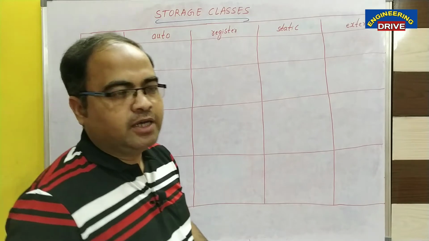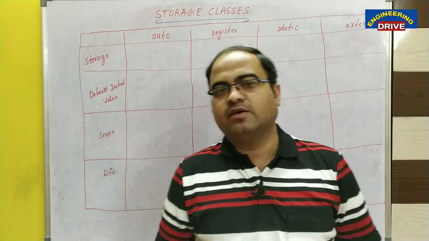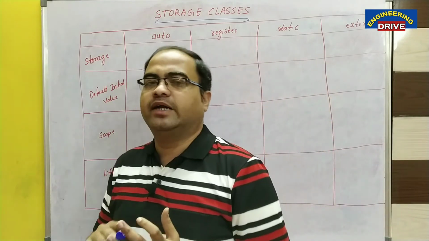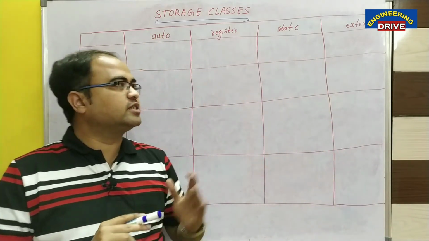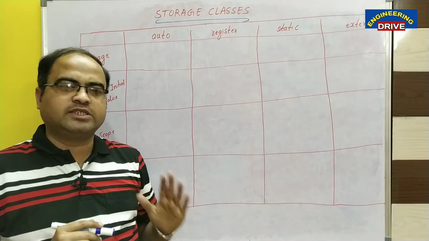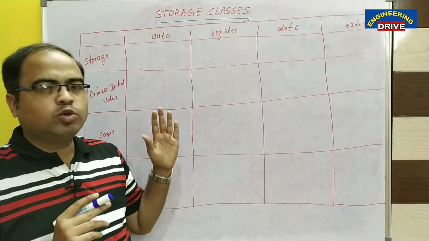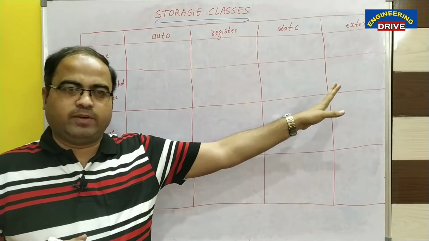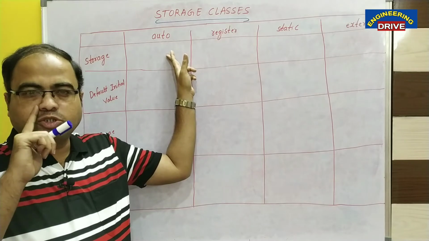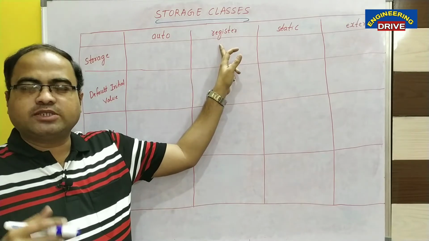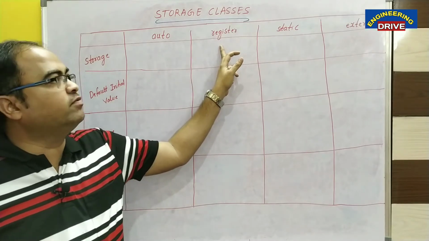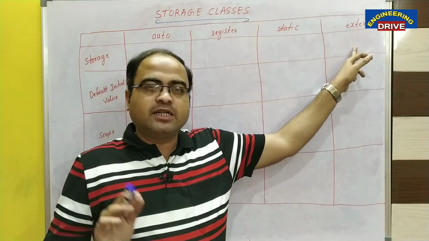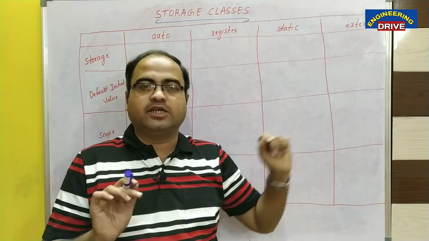Now, as I have mentioned, there are 4 types of storage classes which C supports: automatic storage class, register storage class, static storage class and external storage class. In order to represent these storage classes, these are the keywords used in the program. Automatic storage class is used with the keyword auto. Register storage class is used with the keyword register. Static storage class is used with the keyword static. And external storage class is used with the keyword extern.